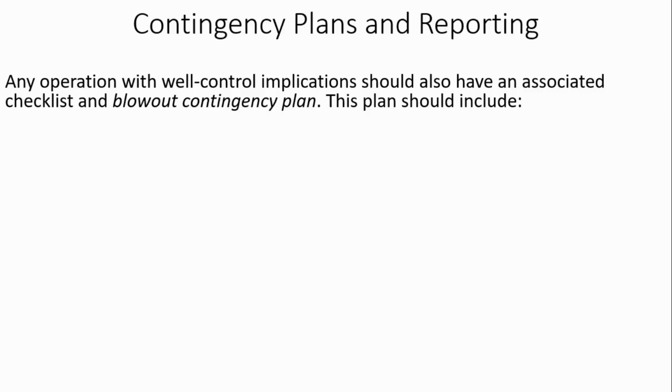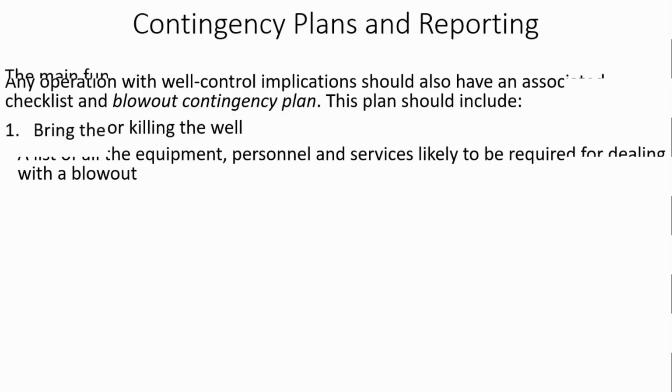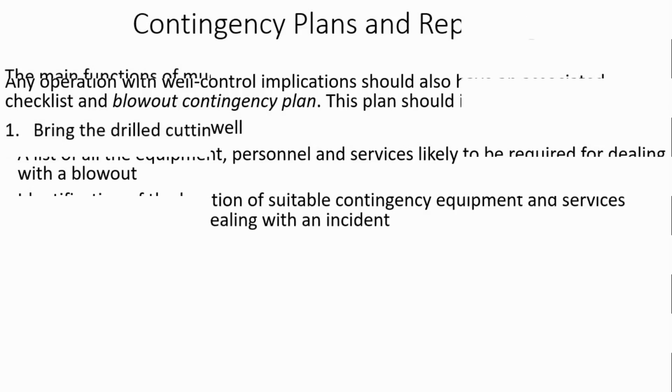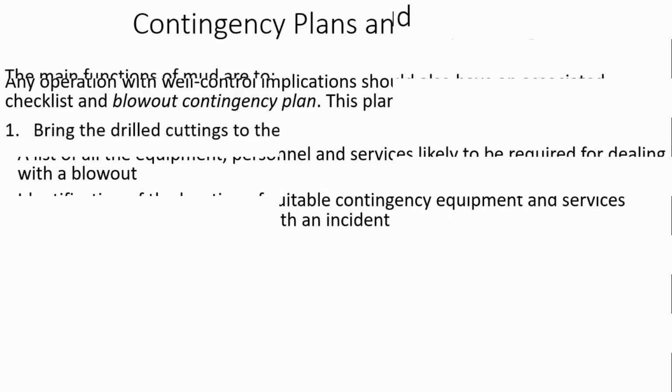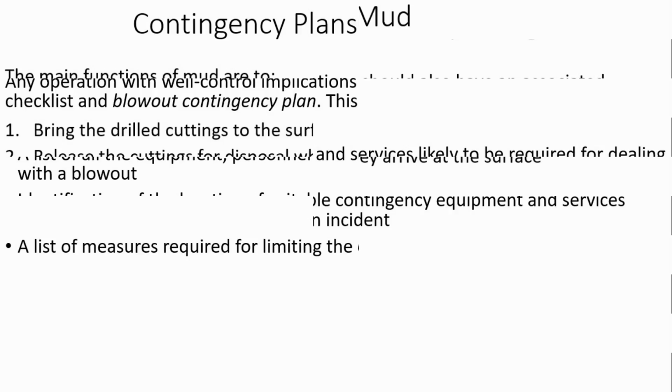Now you need some contingency planning and reporting policy here. So any operation with a well control implication should also have an associated checklist and blowout contingency plan. This plan should include a strategy for killing the well, a list of all the equipment, personnel and services likely to be required for dealing with a blowout, identification of the location of suitable contingency equipment and services likely to be needed for dealing with an incident, and a list of measures required for limiting the consequences of an incident.